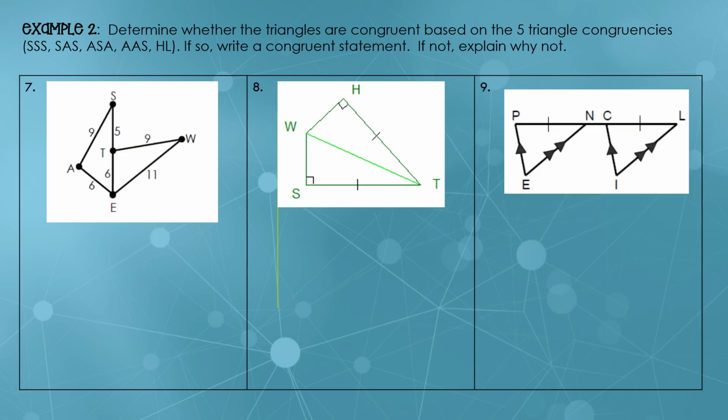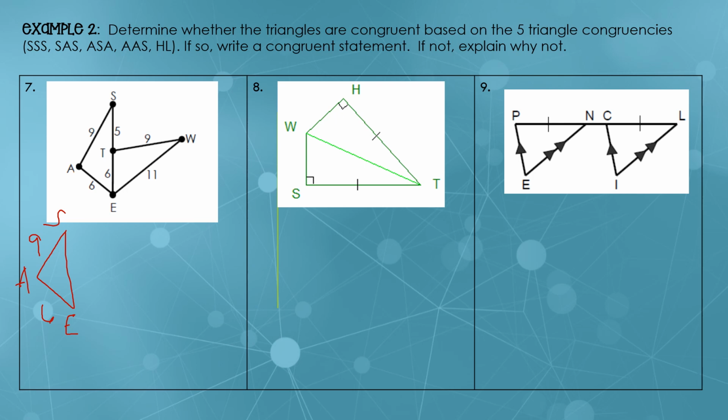Okay, so just a few more examples. Now on 7, this is a little bit different because we don't have anything marked congruent, but we do have measures. This might be one that is helpful to draw the triangles separate. That's up to you. You definitely don't. So we have AS, which is 9. We have AE, which is 6. And then we have ES.